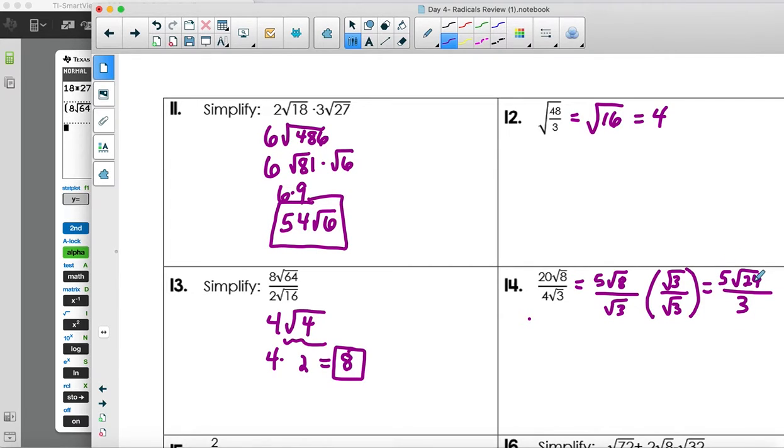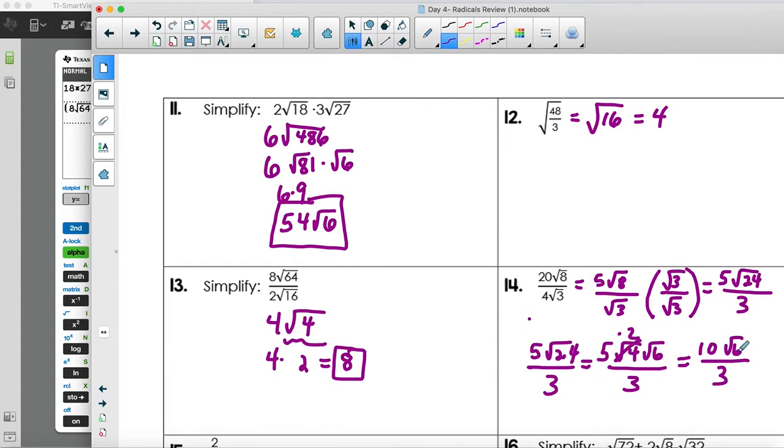Now I'm not done anymore because I can break 24 down. I'm going to bring it over here. So 5 radical 24 over 3 is going to become 5 times radical 24, which is going to be radical 4 times radical 6. Radical 4 is 2. 5 times 2 is 10. Radical 6 over 3, and that is simplest form.